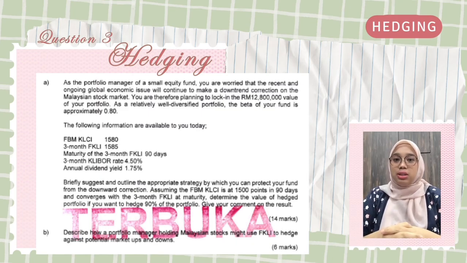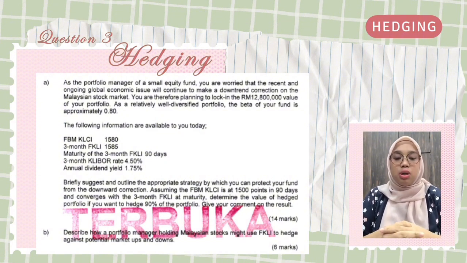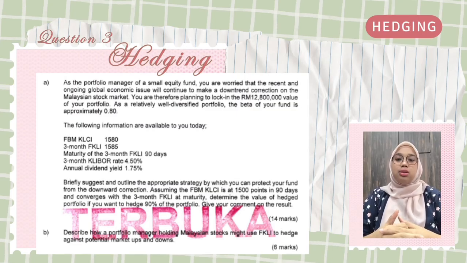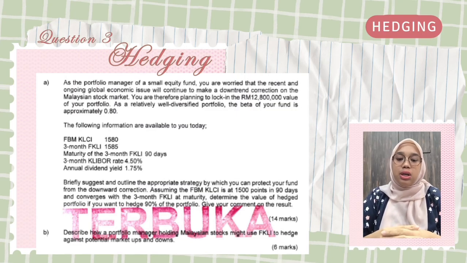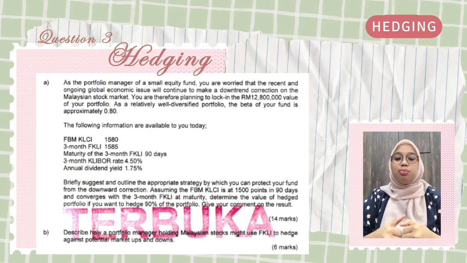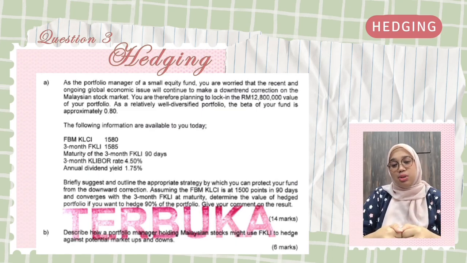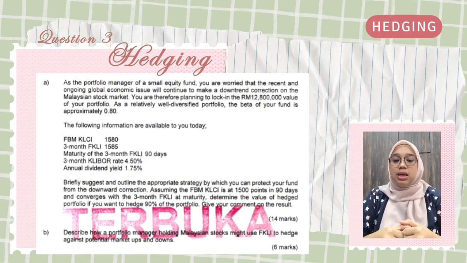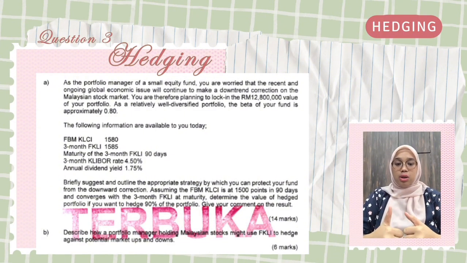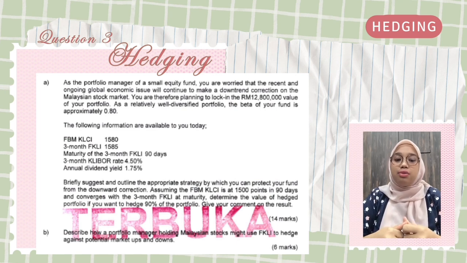Based on the question, imagine that you are managing a big stock fund in Malaysia worth 12.8 million ringgit. The economy is looking bad and you are worried the market is going to crash. Because your portfolio is well mixed, its beta is 0.8, which just means it moves a bit slower than the main market. Right now, the actual stock market index is at 1580, but the 3-month FKLI futures contract is selling at 1585.